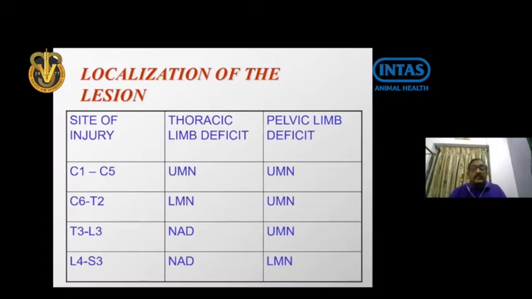Now, C1 to C5 is upper motor neuron in both the forelimb and hind limb. Reflexes will be highly exaggerated. The limbs will be really stiff, and that's how it goes. The other one most commonly you're going to see is the T3 to L3, where your front legs will be completely normal and the hind legs will show an upper motor neuron sign. When you have lumbosacral syndromes, the pelvic limb deficit will be lower motor neuron. So this is something you need to have subconscious.